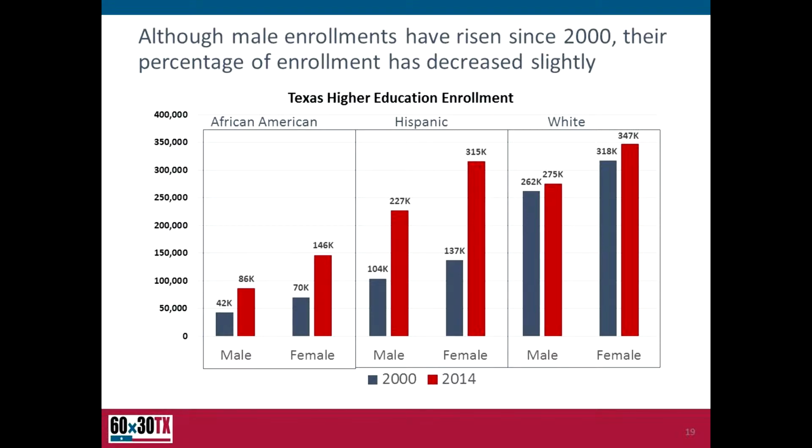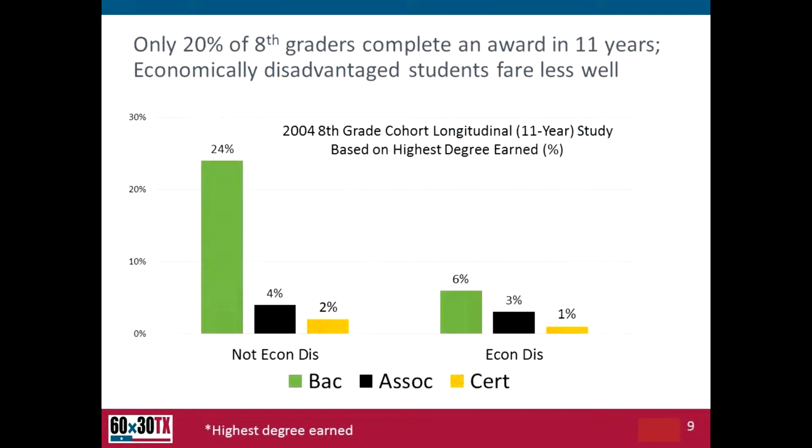This data is about our 8th grade cohort, and we actually, for several years, have been tracking 8th grade students. We get information from the Texas Education Agency about the students who are enrolled in public K-12 in 8th grade, and we track those students for 11 years through higher education to see the results. And this year, we spent a little time breaking that data out by economic status.